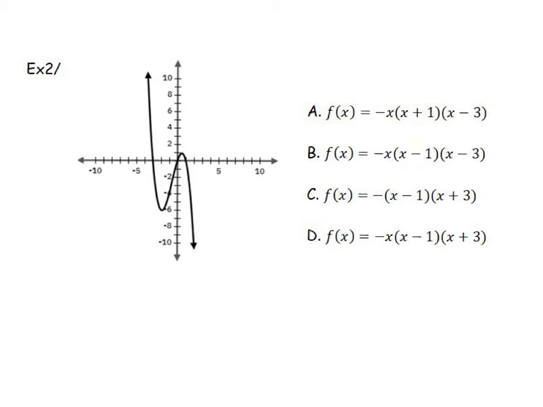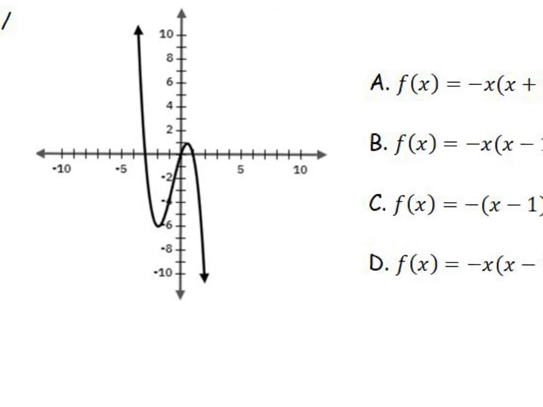So for this one, you might want to pause the video, this example 2, and try this one on your own. It's up to you. Or you can just listen to another example if you need it. So I'm going to do the same thing I did last time. I'm going to look at my zeros. I have one here, that's -3. I have one here, that's at 0. And I have one here, that's at +1.